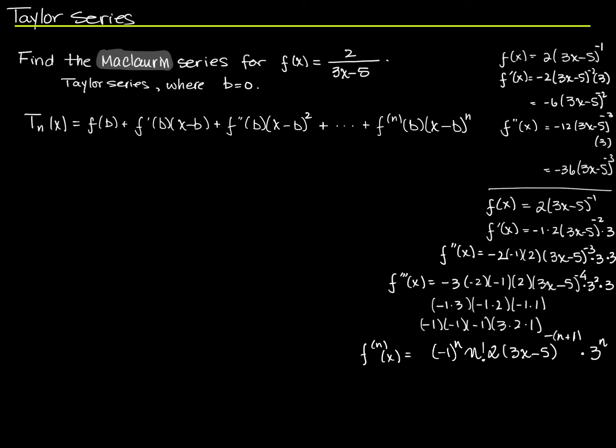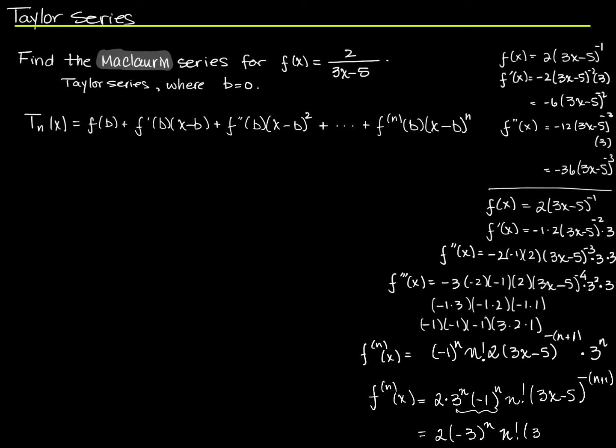Now, I want to tidy this up a little bit. I can write this nth derivative as, I think I'll go with, 2 times 3 to the n times negative 1 to the n times n factorial times 3x minus 5 to the power of negative the quantity n plus 1. I could, arguably, also write this as 2 times negative 3 to the power of n times n factorial, etc.